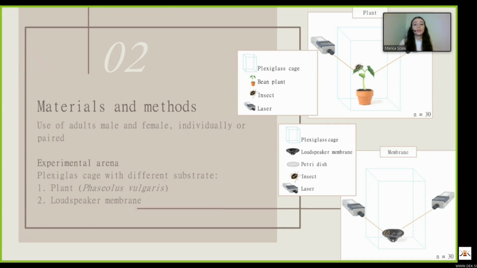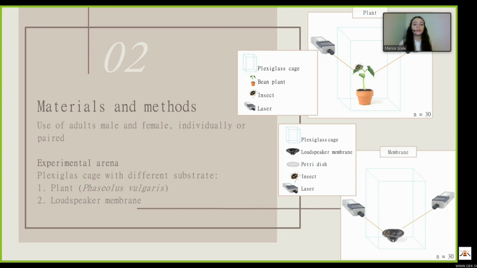For this purpose, the vibrational signals of adult males and females were recorded using two different substrates, a bean plant, Phaseolus vulgaris, and a loudspeaker membrane, both placed inside a plexiglass cage in an isolated chamber. The recordings were done using single individuals of both sexes first in order to detect possible sex-specific signals, and then, with the aim to determine the vibrational communication involved before or during courtship, recordings were carried out using specimens of both sexes paired together.